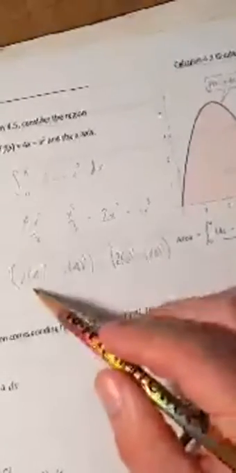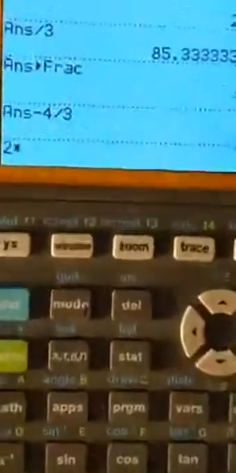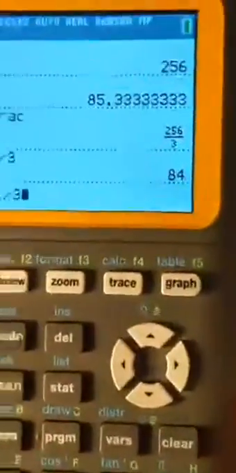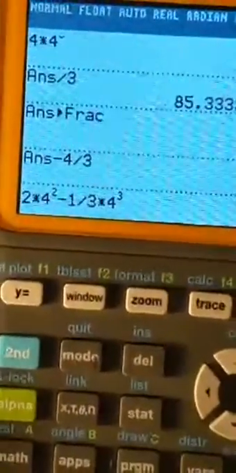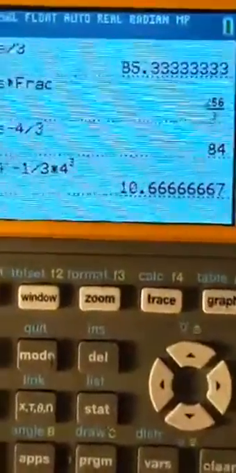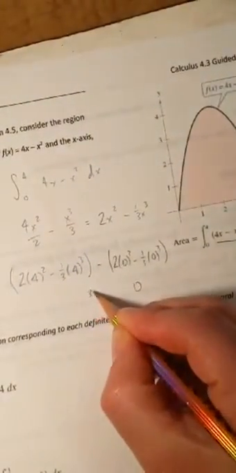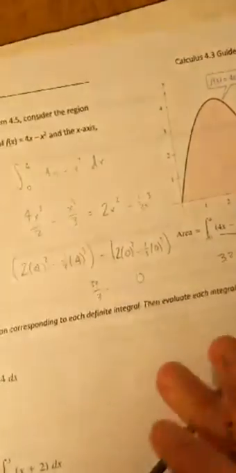Okay, so if I plug that in here, I'm just going to take a calculator out. Getting kind of lazy here. So 2 times 4 squared, I know that's 32, minus 1/3 times 4 cubed. So just plug that in. So we get 10.6 repeating. If I want to look fancy, math, enter, 32 over 3. So this exact area would be 32 over 3.